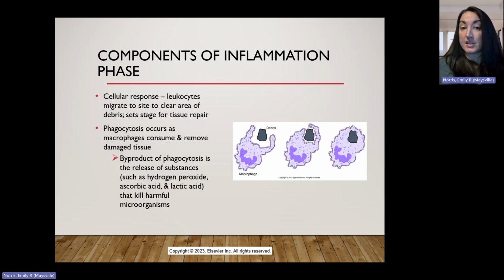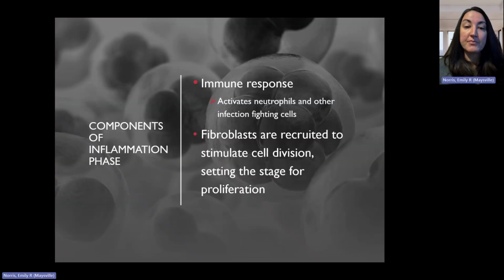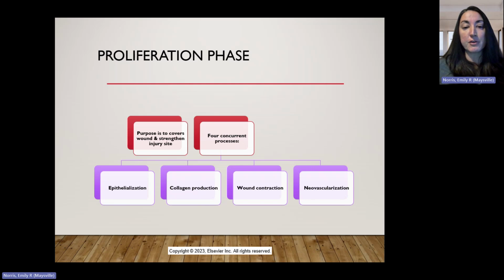So it's a great thing for this to happen and decrease your risk of infection. The immune response activates neutrophils and other infection-fighting agents to also help keep you from getting an infection. And then fibroblasts are recruited to stimulate cell division, and that sets the stage for the next stage, which is proliferation. During proliferation, the purpose is to cover the wound and strengthen the injury site.